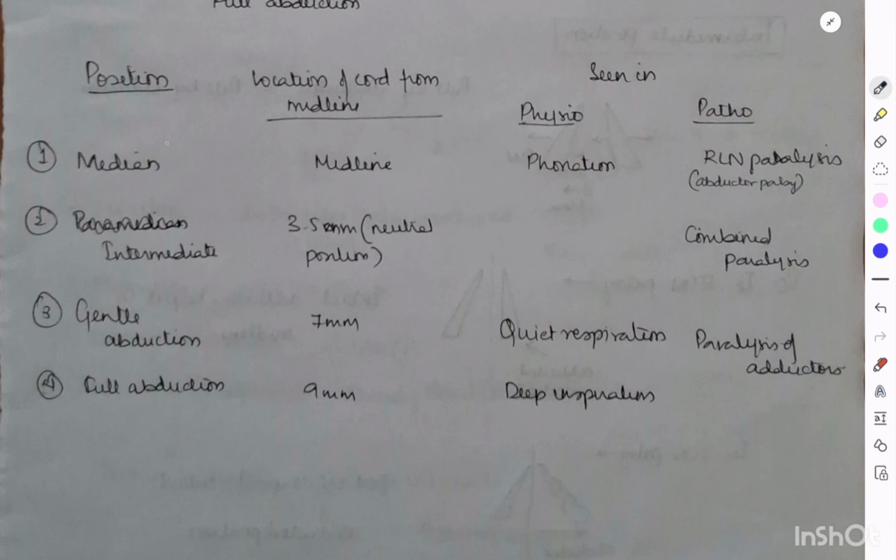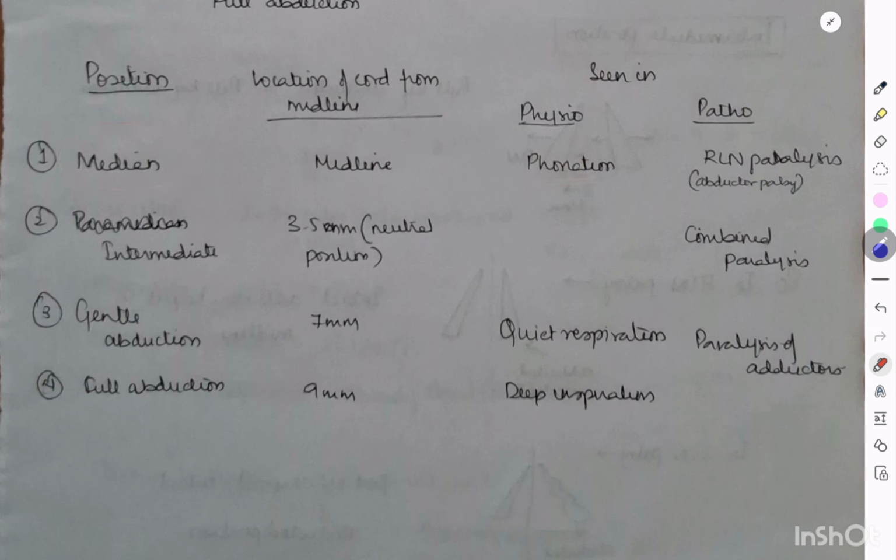So if the vocal cord is in median position, it means the cord is in the midline. So when will it happen? While phonation, meaning when you speak, the vocal cord will come in the midline. Adduction will happen while you are trying to speak, and abduction will happen when you try to respire. So this is very important. Median position is when you try to phonate.